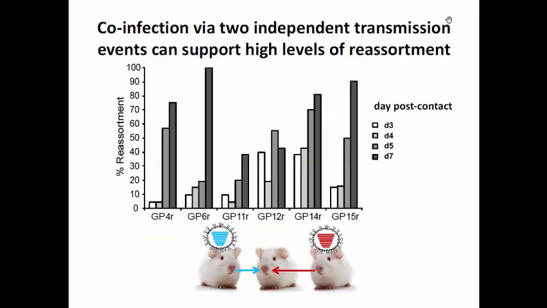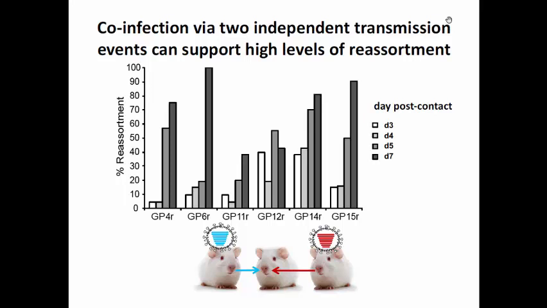Okay. And then going to the much more physiological situation where co-infection is achieved through 2 independent transmission events, we also see appreciable levels of reassortment here. So in this experimental design, we put 3 animals into the cage. 1 is acutely infected with the variant virus, 1 is acutely infected with the wild type, and the 3rd one is the naive exposed animal. So under these conditions, all of our naive animals quickly contract infection, but only a subset are productively co-infected.